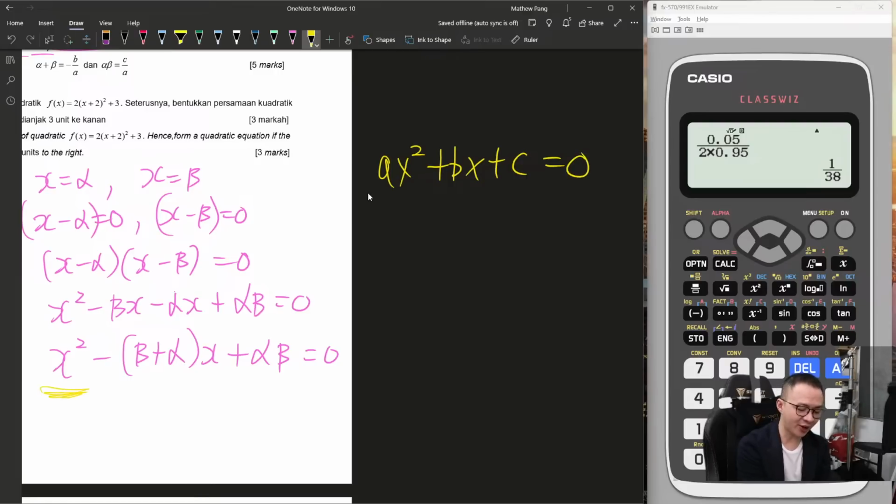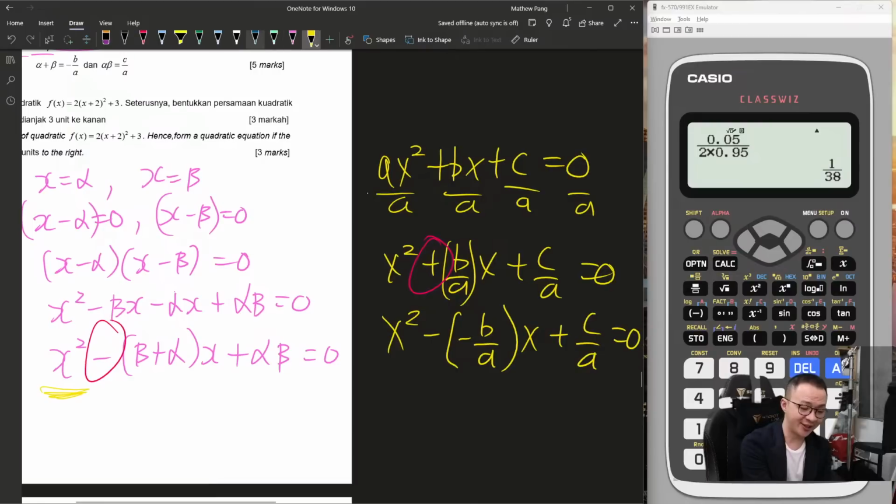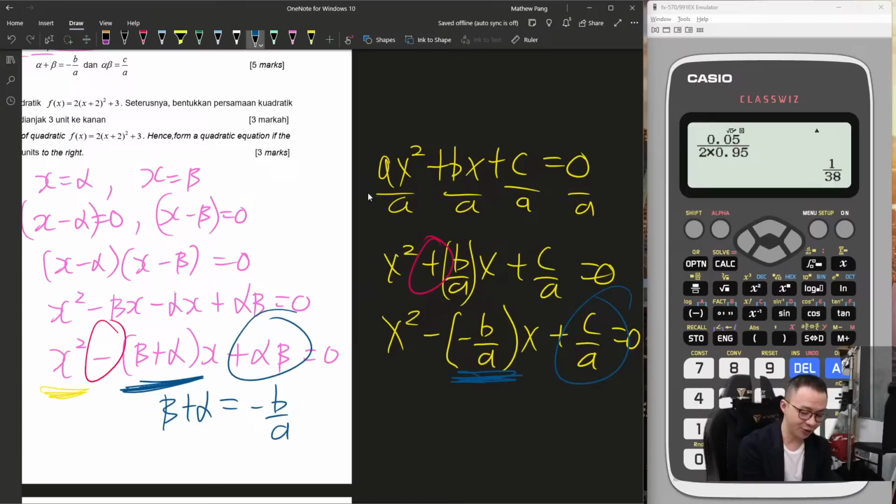Because right now my x squared coefficient is 1, I will divide the whole equation by a. Divide a here, divide a here, divide a here. So x squared plus b over a x plus c over a equals 0. But you can see here this one is minus, this one is plus. So I want to do one more step to make them look alike. Negative b over a, x plus c over a equals 0. Now you can see they have some similar things, right? This thing is the same as here. So therefore, I know alpha plus beta equals negative b over a, and lastly, alpha beta will equal c over a. Okay, proven.